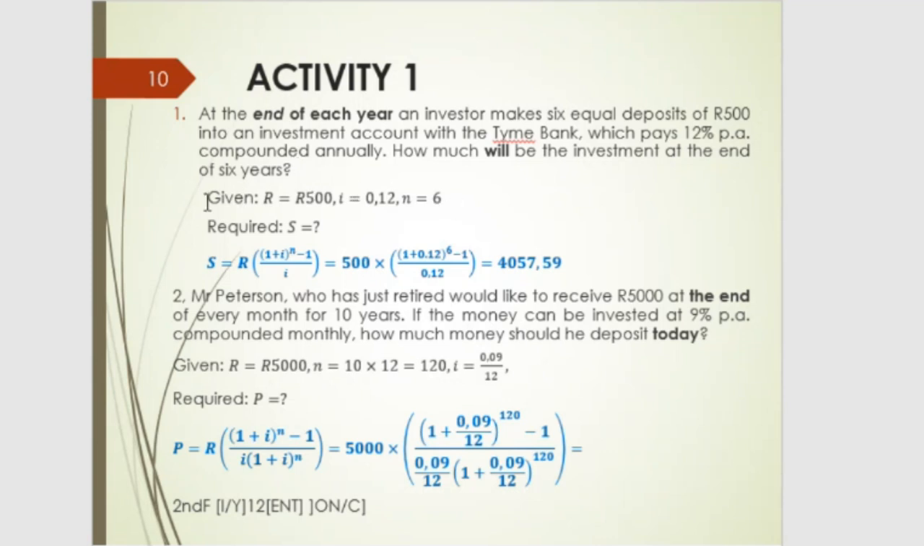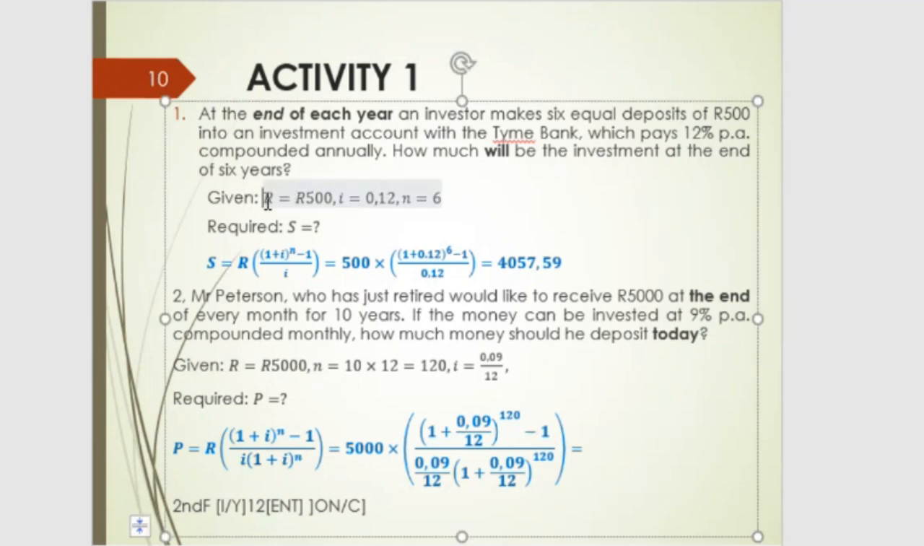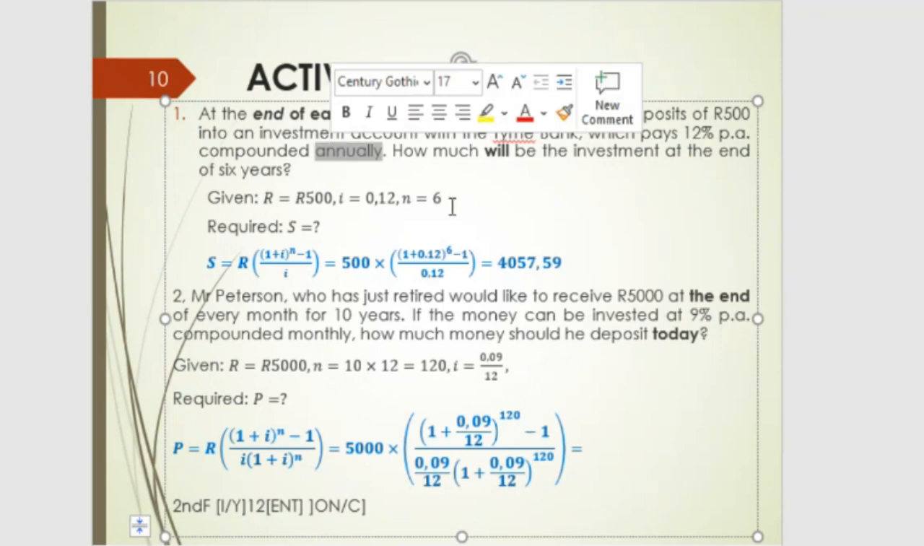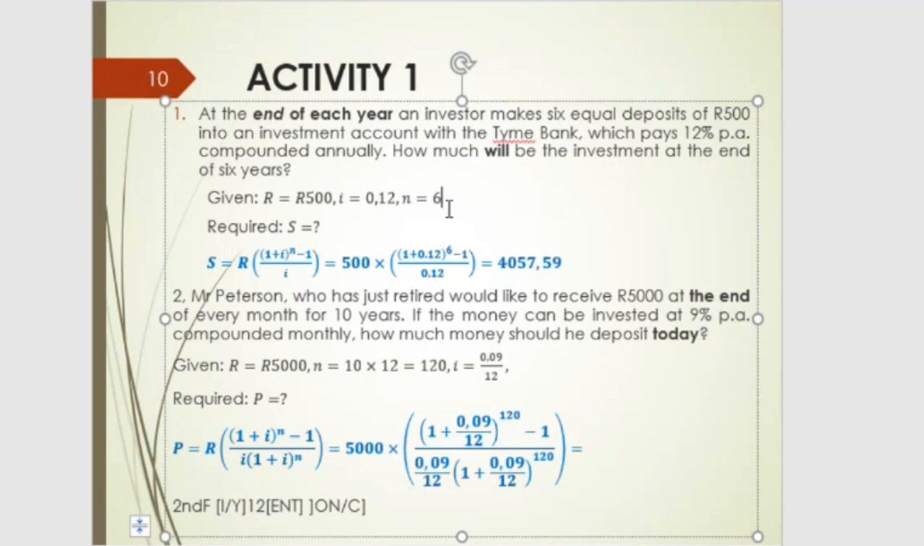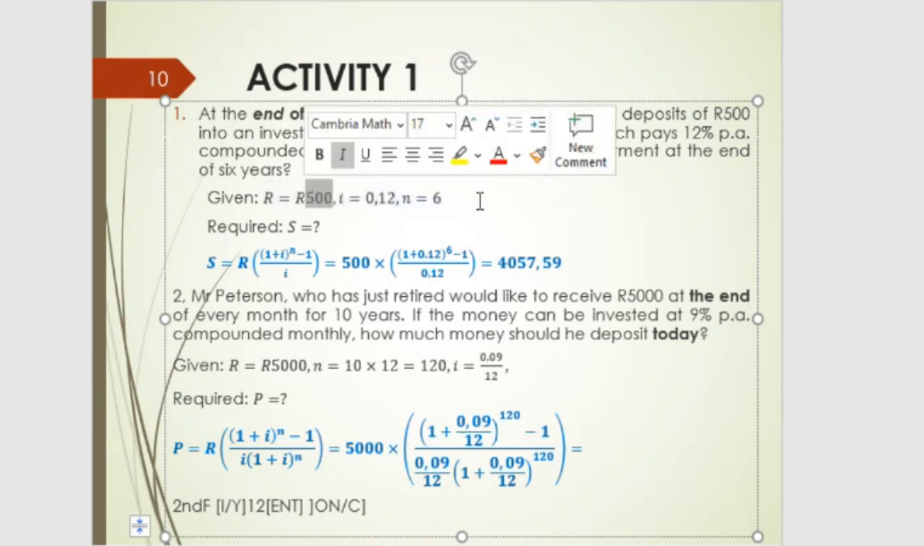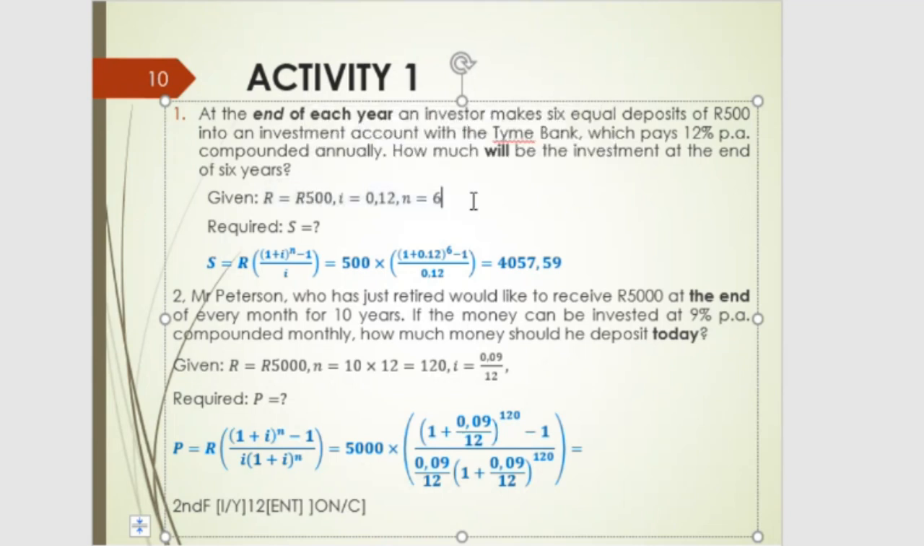So in our case, what is given here is the payment. They're saying there are 6 equal payments provided over six years. The interest was 0.12, and the number of years is 6. They said the 12% is paid annually. So for the 6 years, this investor paid 500 the first year, 500 the second year, the third year, up until year 6. Those are the regular payments.